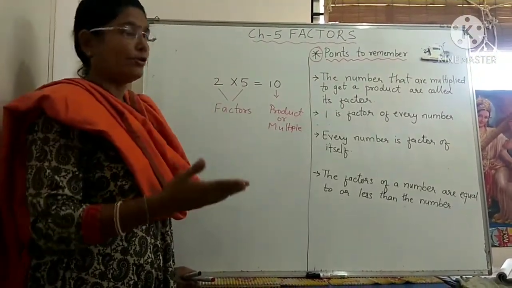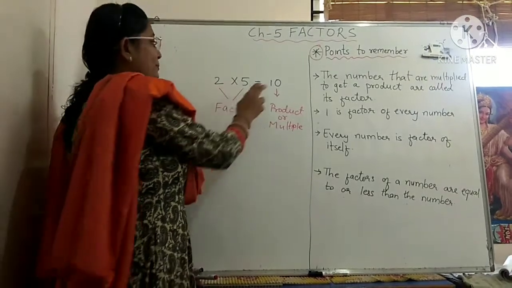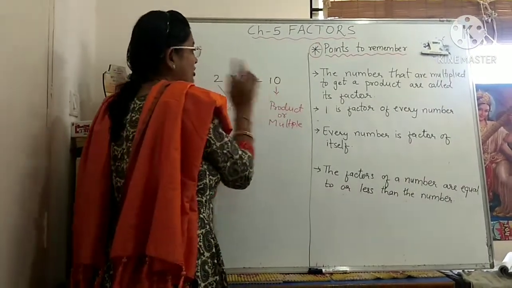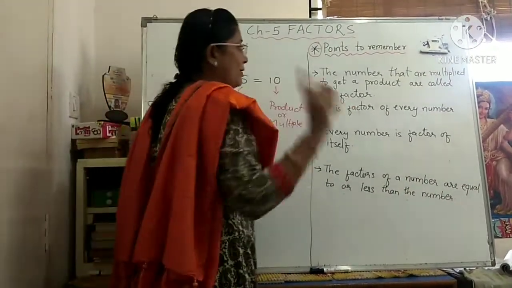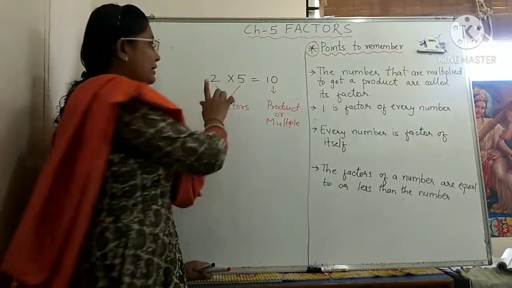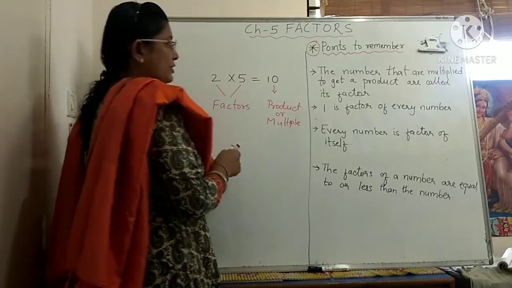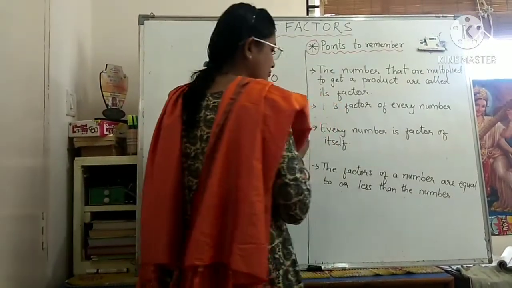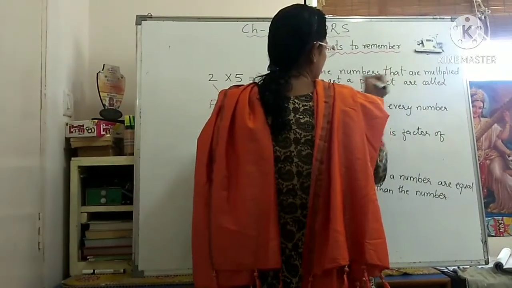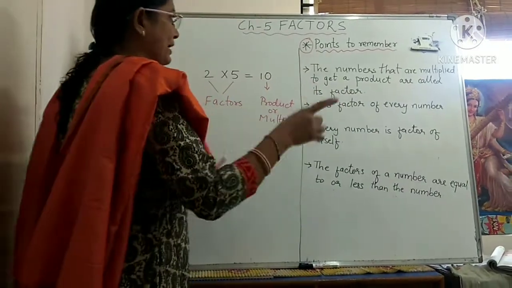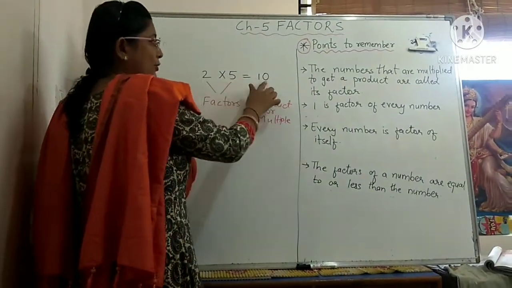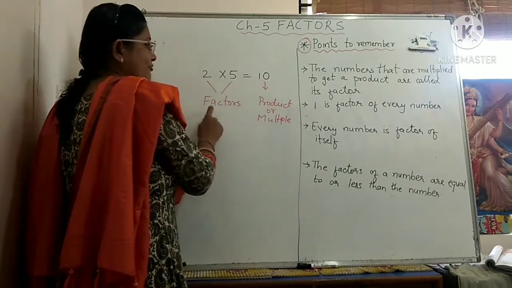So this way you have to find. The method I will teach you later on, but this is the basic thing: we are going to find the factors of the product. So the first point to remember: the numbers that are multiplied to get a product are called its factors.